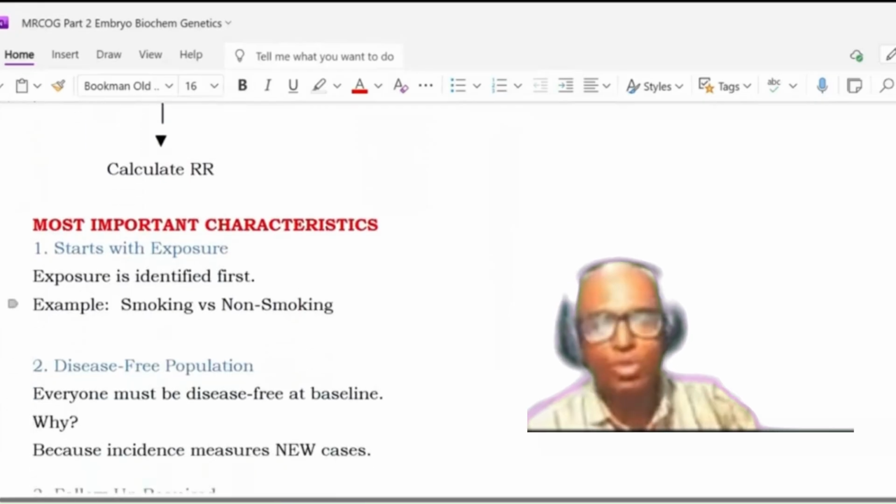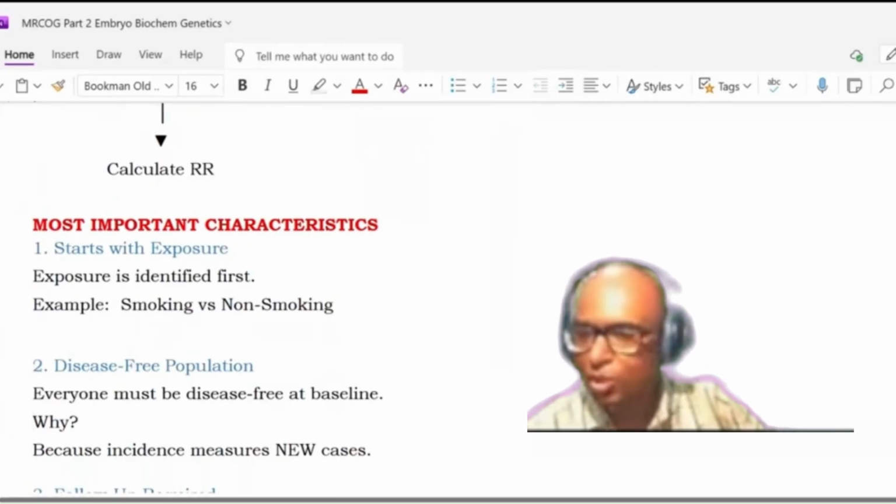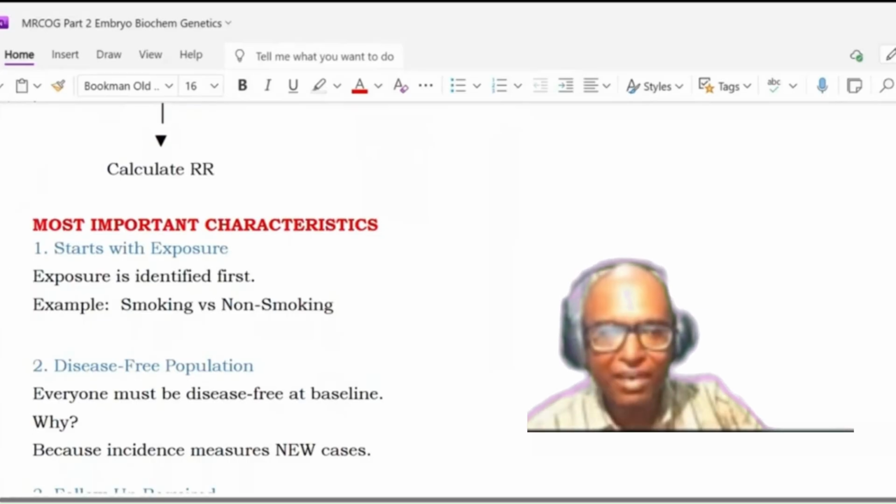So the most important characteristic about this cohort study is that it starts with the exposure. There is no outcome at the beginning. It starts with the exposure. Exposure is identified first. Example, smoking versus non-smoking. So smoking is going to be an exposure.